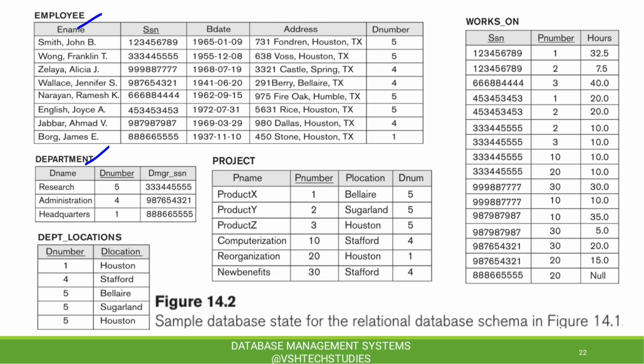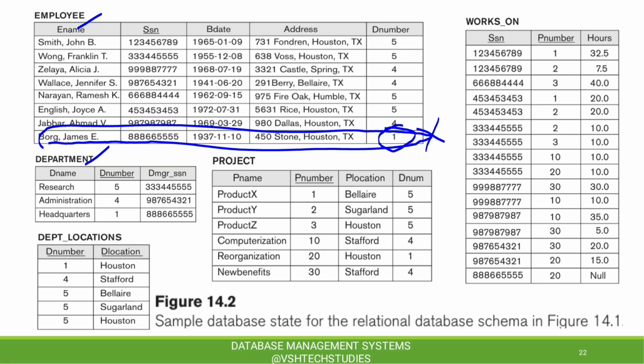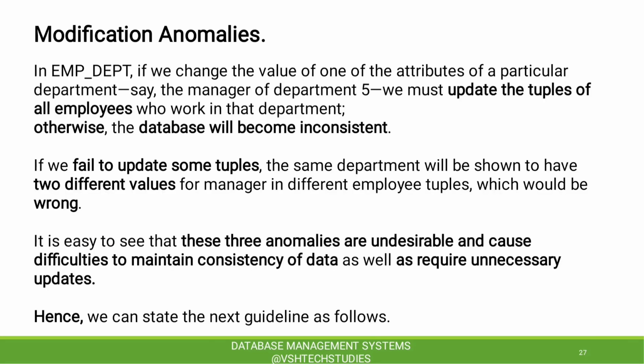So if you delete any employee information here, the last employee, meaning only one employee working for department number 1, only one is there. If you delete this, only the employee information is deleted, but the department related information will still be maintained in the department relation. So deletion anomaly is not present in such relations. Okay. Next we shall see the third one, modification anomalies.